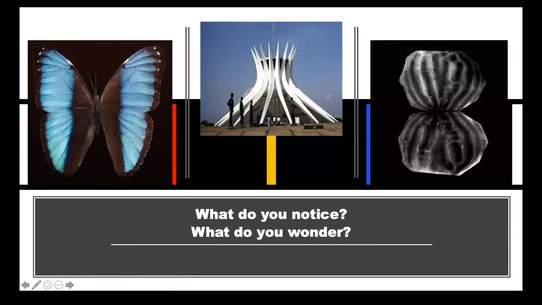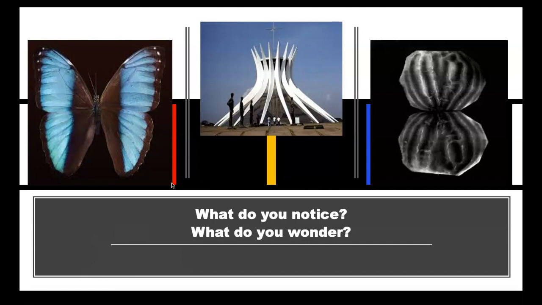What do you notice and what do you wonder? Take about a minute and do what we did yesterday. Have two sides of your notebook, one that says notice and one that says wonder, and jot down some of your ideas, whatever characteristics you find in these pictures. As usual, we'll talk about it in just a minute. Go ahead and pause now.